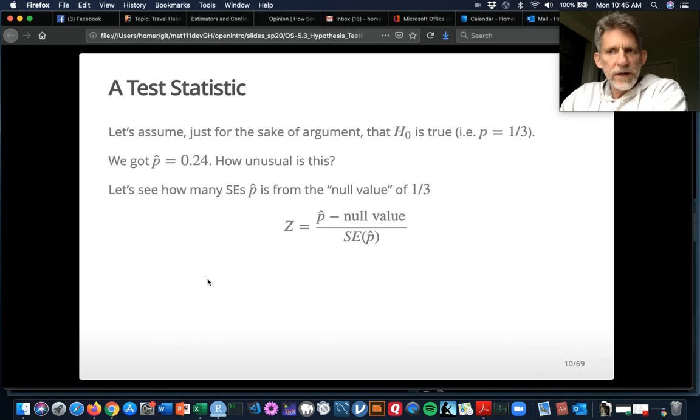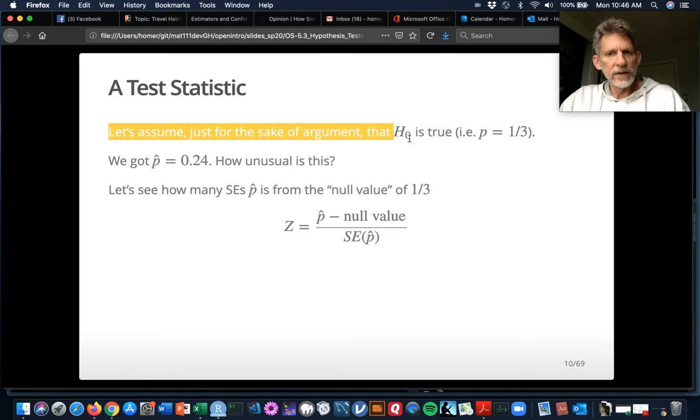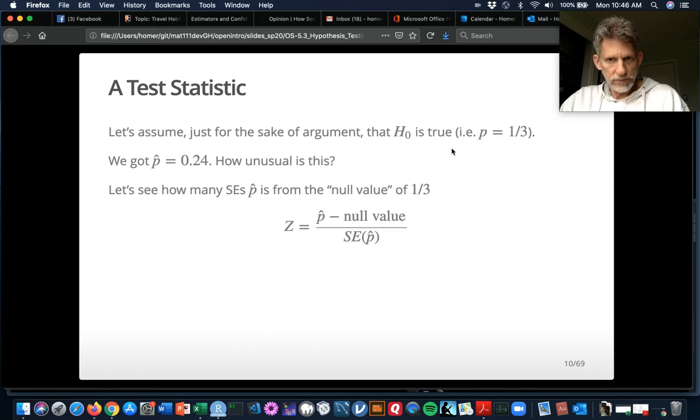Now you'll find that every test of hypothesis involves a test statistic. And for us, the test statistic was 0.24. The sample proportion was 0.24. And we're going to use this test statistic to decide if the null hypothesis's view that p equals 1/3 is really a reasonable view. So let's just assume for now, temporarily, just for the sake of argument, that the null hypothesis is true. Okay? What then might that p hat tell us? How unusual would it be to get a sample proportion of 0.24 if the null is true? That's really our question at this point.